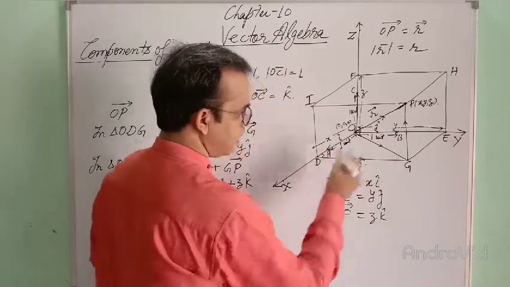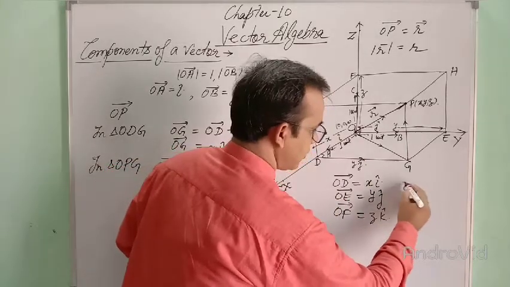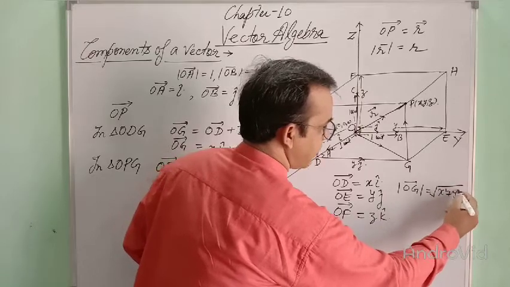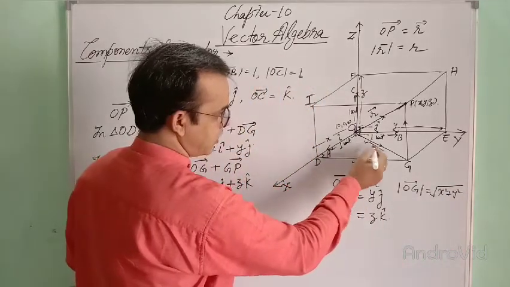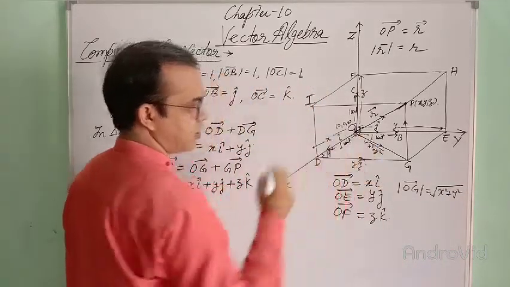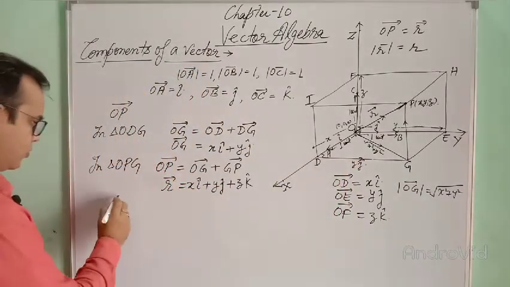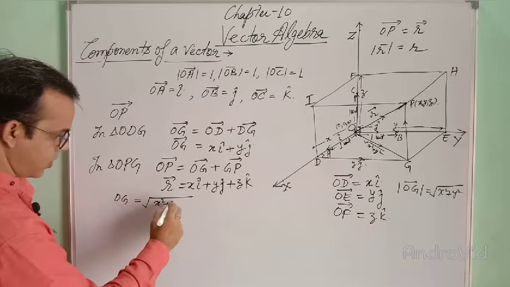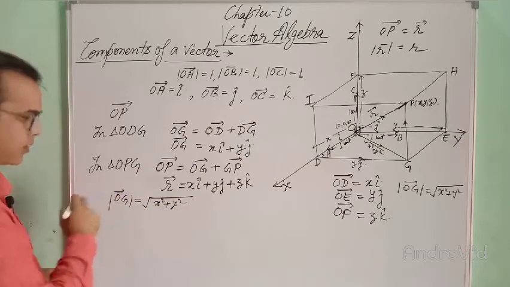So this OG magnitude must be equal to root x square plus y square using the Pythagoras relation. Clear? So OG equal to root x square plus y square.